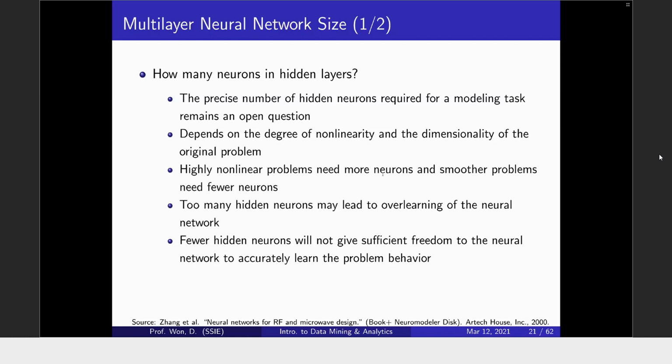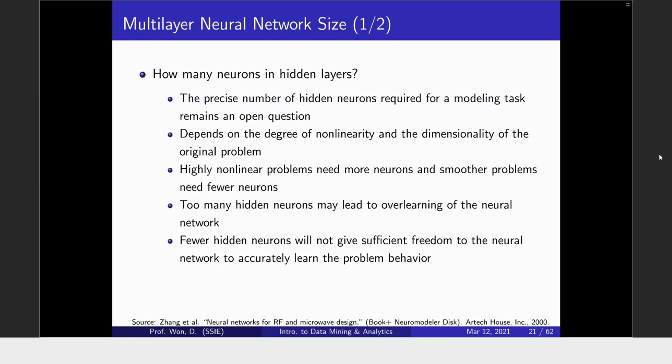So depending on the problem, if your problem is complicated, then we keep very many neurons, or a more complicated structure of the neural network. If your problem is very simple, very easy to see the answer, then you only need a very small number of neurons.